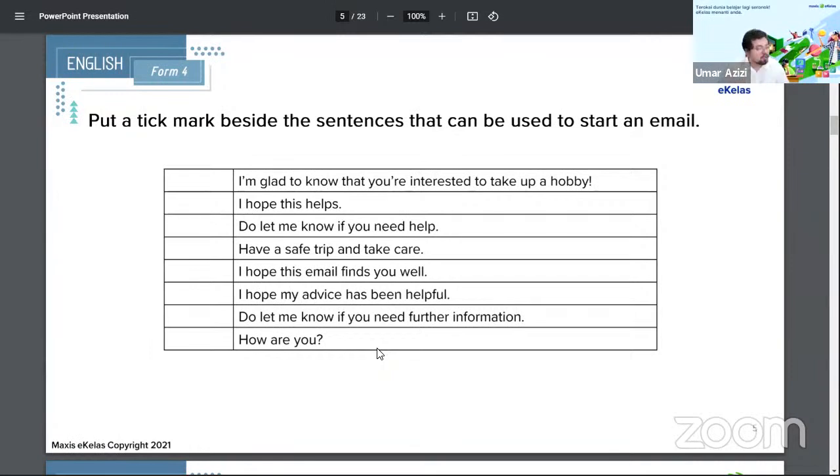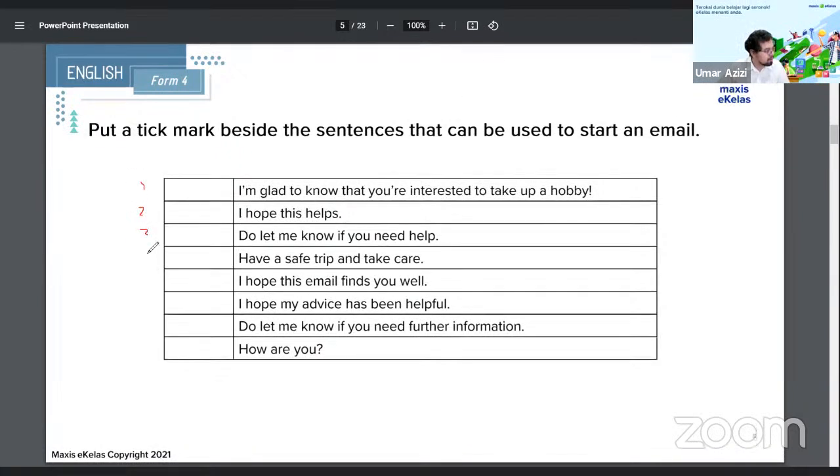Now, first question here, put a tick mark beside the sentences that can be used to start an email. So here we have a few sentences, read through, and we'll go through it one by one. So I'm going to put a number here, it's going to be hard for you to tell me if it's tick or not tick. So 1, 2, 3, 4, 5, 6, 7, 8. So in the chat, tell me by number, so I know which one you're referring to.